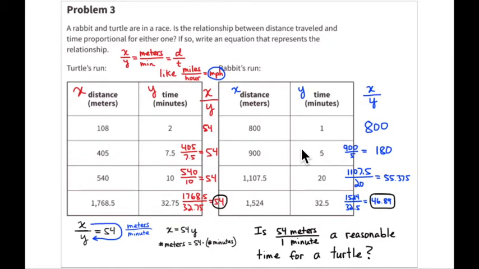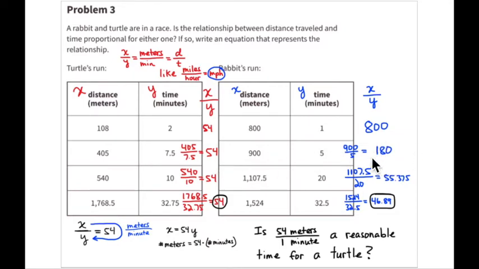Over here for the rabbit's time, the rabbit starts out really fast, 800 meters in 1 minute. Now think about that. That's more than 10 times as fast as the turtle starts out. The turtle starts out, 10 times 54 is 540. So this is even faster than 10 times. I could do that calculation exactly, but let's just leave it as more than 10 times faster. But then after 5 minutes, the rabbit has slowed down to about 3 times faster.